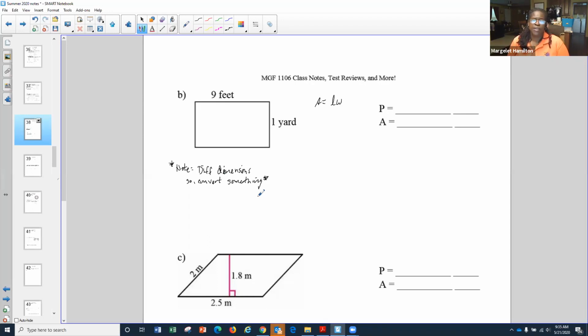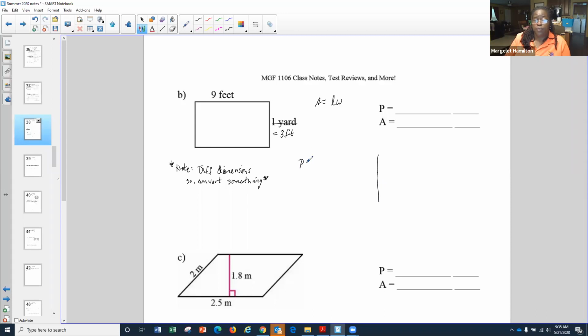Here it looks like it might be pretty quick to go from yards to feet. What do you think, right? Because how many feet are in a yard? There's 3, right? So we can change this 1 yard to 3 feet. And that was a really quick conversion there. So now everything is in feet, and we can proceed.